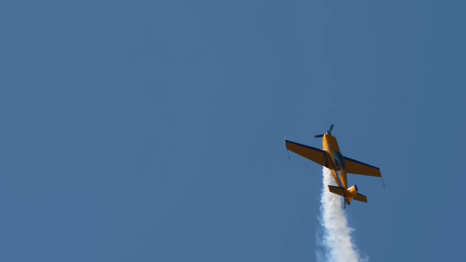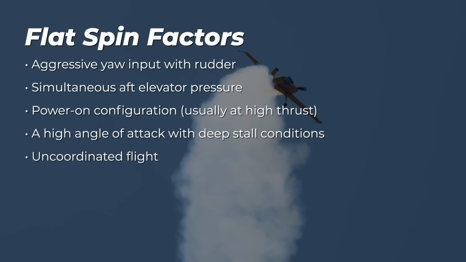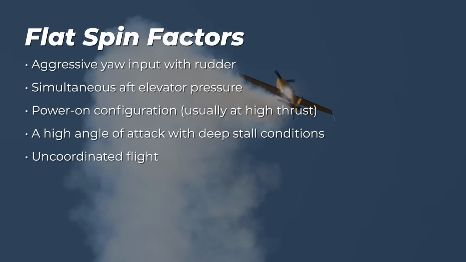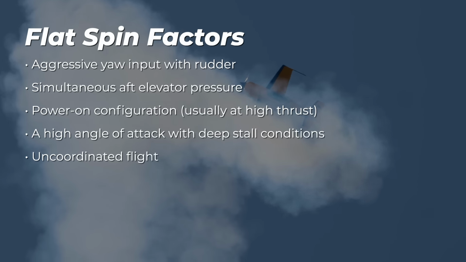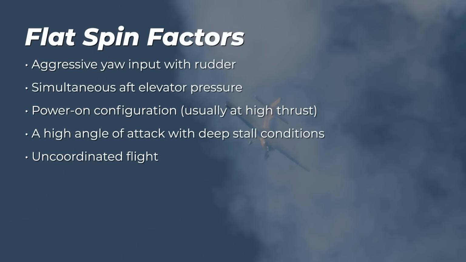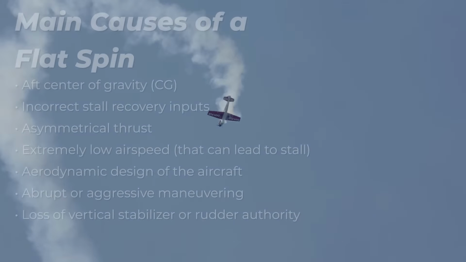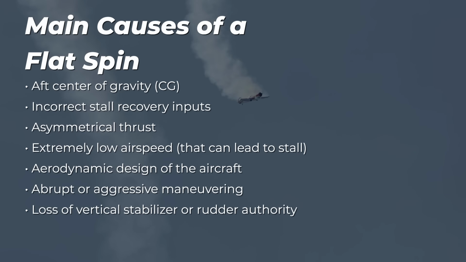An aircraft entering a flat spin generally involves these key factors: aggressive yaw input with rudder, simultaneous aft elevator pressure, power-on configuration, usually at high thrust, a high angle of attack with deep stall conditions, and uncoordinated flight. In addition to these factors, the main causes of a flat spin include aft center of gravity, incorrect stall recovery inputs, asymmetrical thrust, extremely low airspeed that can lead to a stall, aerodynamic design of the aircraft, abrupt or aggressive maneuvering, and loss of vertical stabilizer or rudder authority.